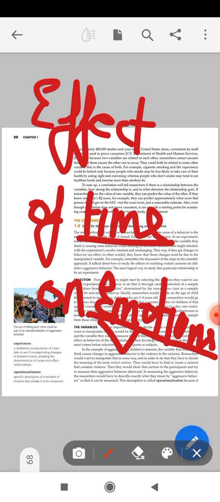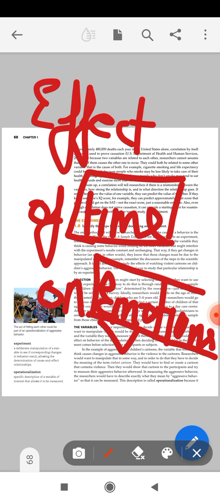Since we can manipulate the time, it is called the independent variable, and emotion, which we cannot manipulate, is called the dependent variable. Emotion, our second variable, is dependent on the time. We are showing the dependency of emotions on the time, so this is called the dependent variable, and we are showing time as our independent variable.